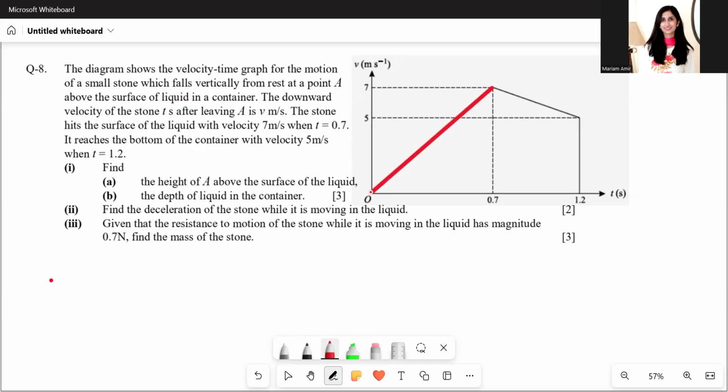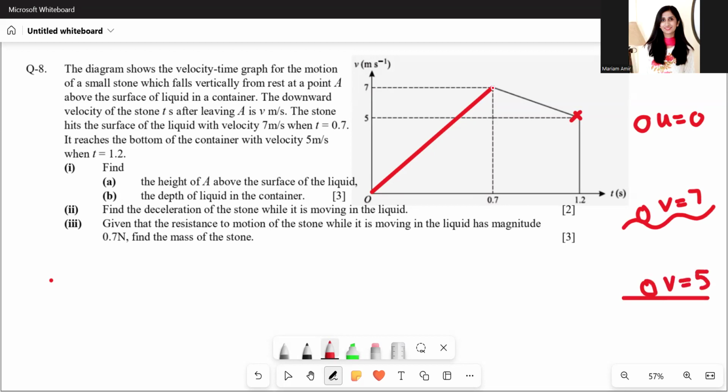So we can see that at time 0, the velocity was 0, and then the velocity starts to increase and it becomes 7 meters per second at point 7. And this is where it hits the surface of the liquid. So it started with u equals 0. As it hits the surface of the liquid, the speed is 7. And then, since it goes into the liquid, the speed begins to decrease, and the final speed is 5. Let's call it V again, 5.